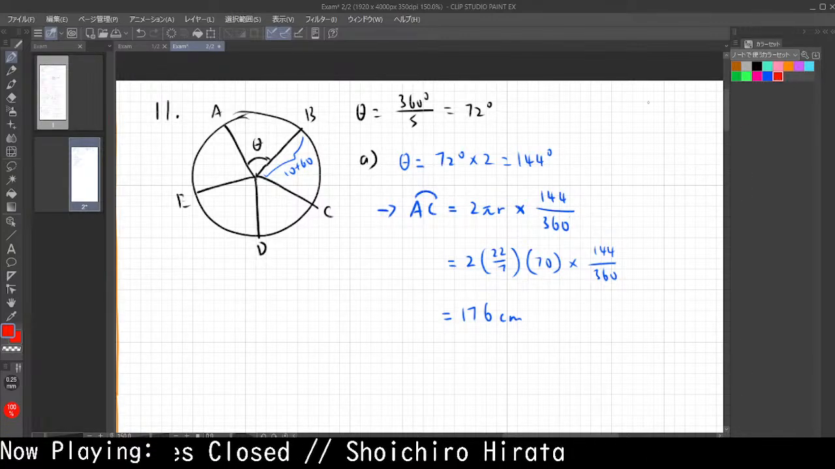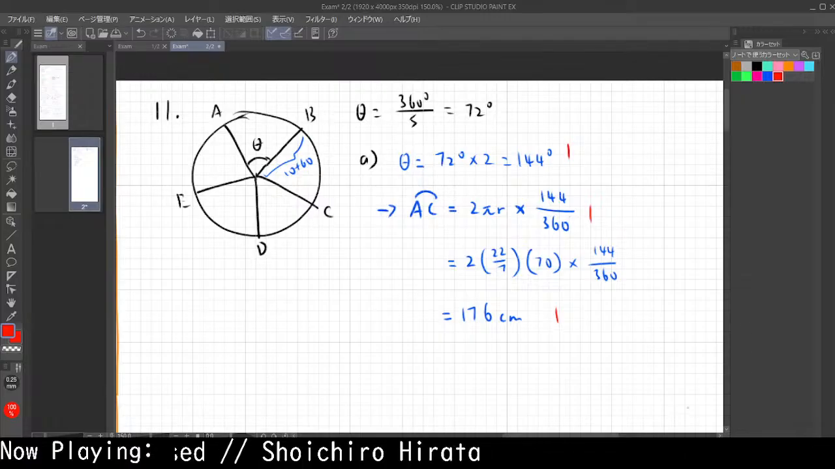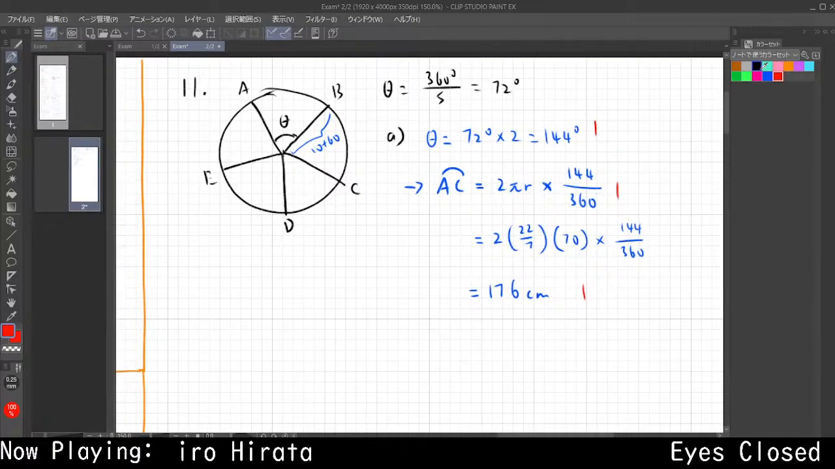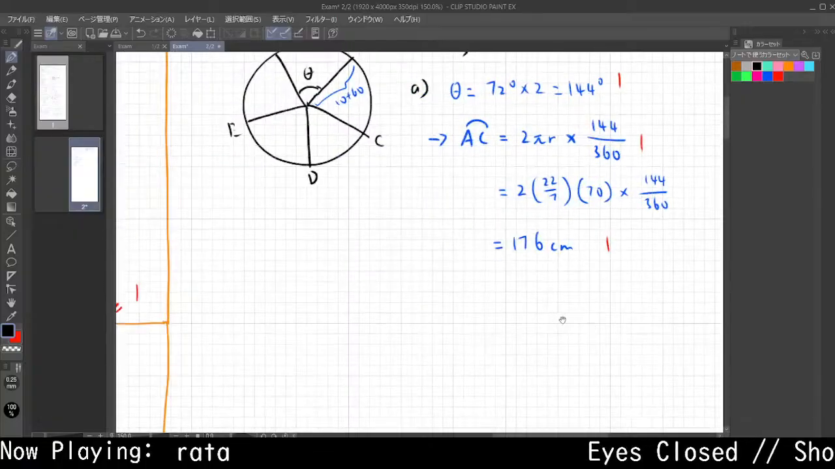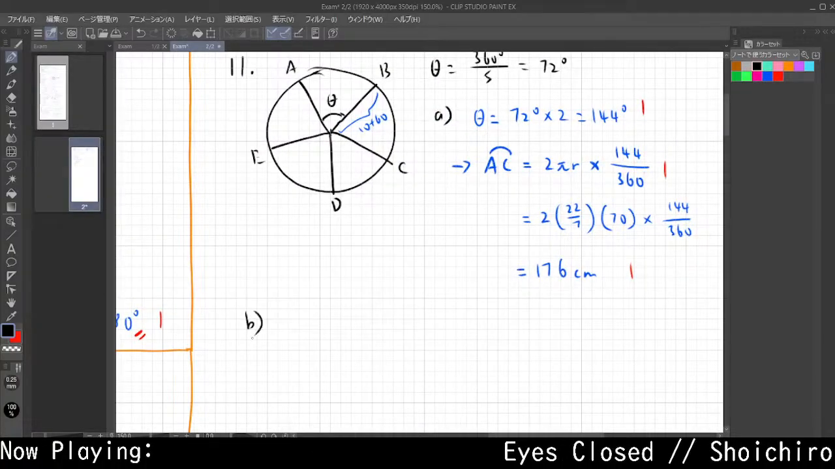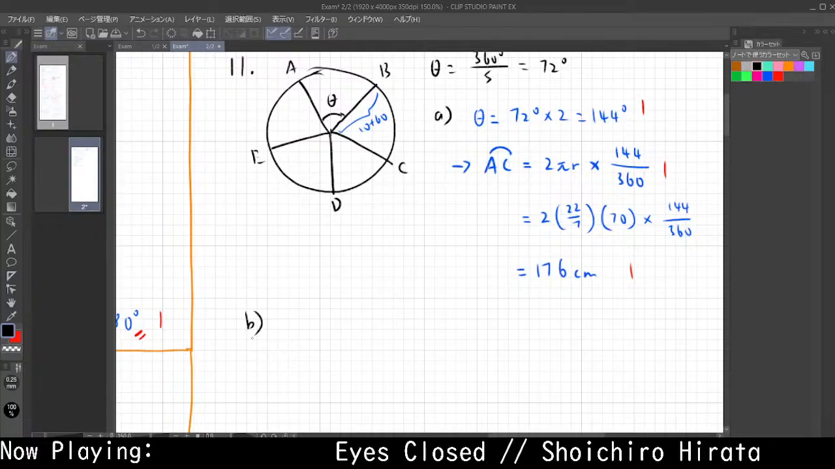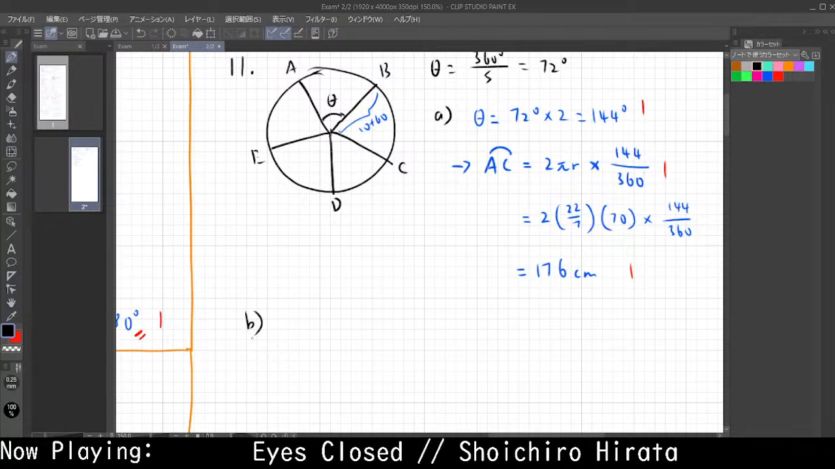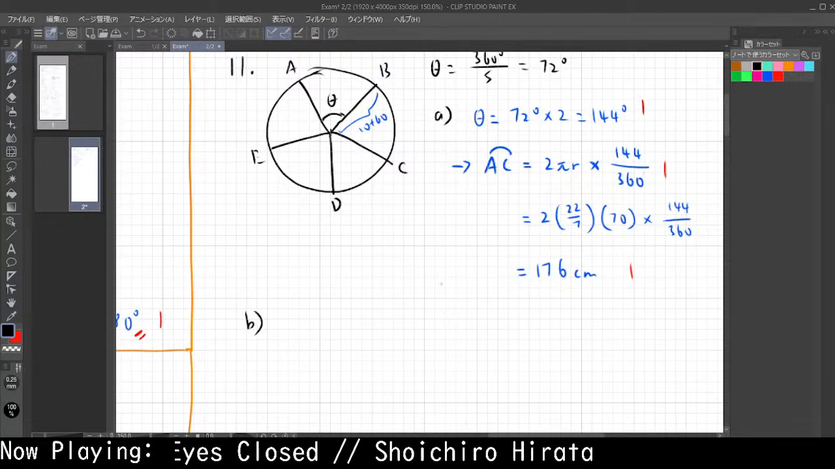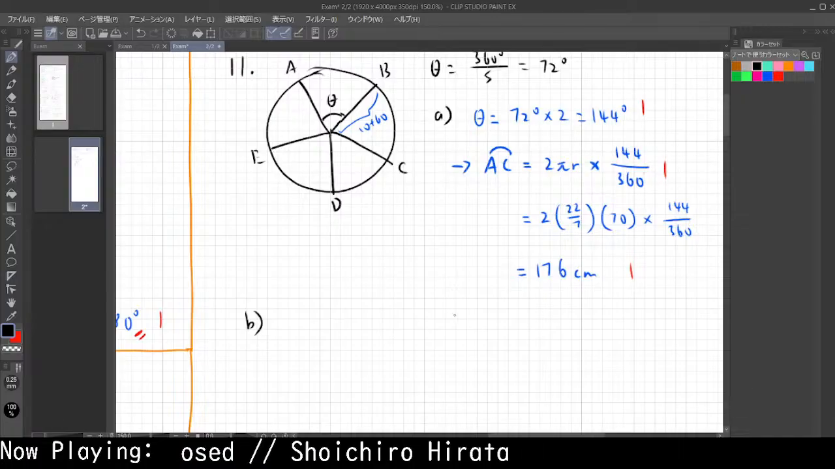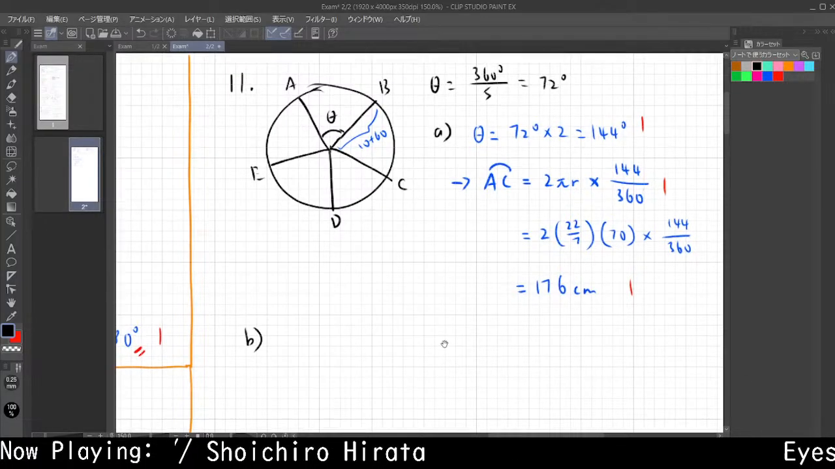In terms of marks, this is 1, this is 1, this is 1. Okay, then so there's 3 marks. Part B wants you to find the area covered by blade A when turning to the position of blade D, through blades B and C. So you go from A to D through B and C. So in this case, you have 3 sections.